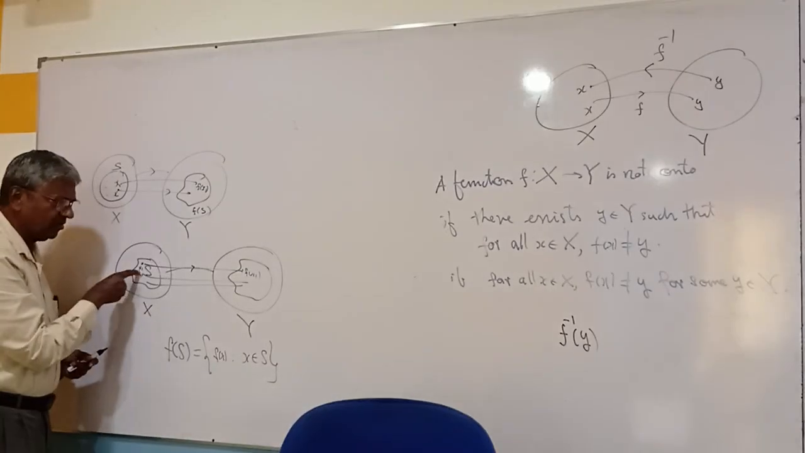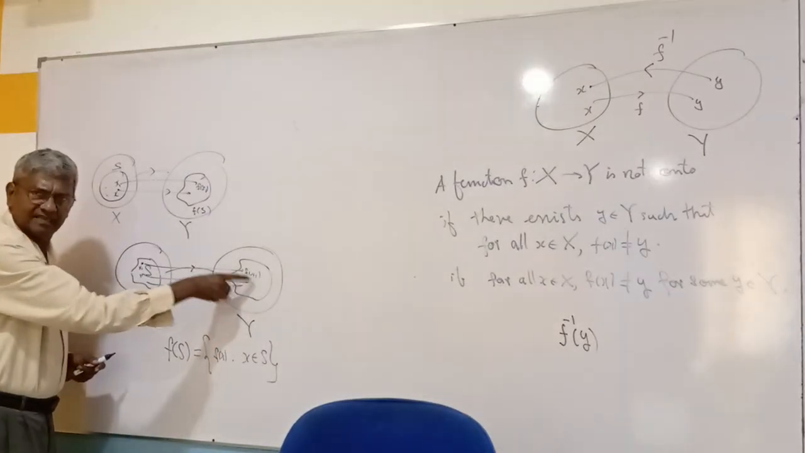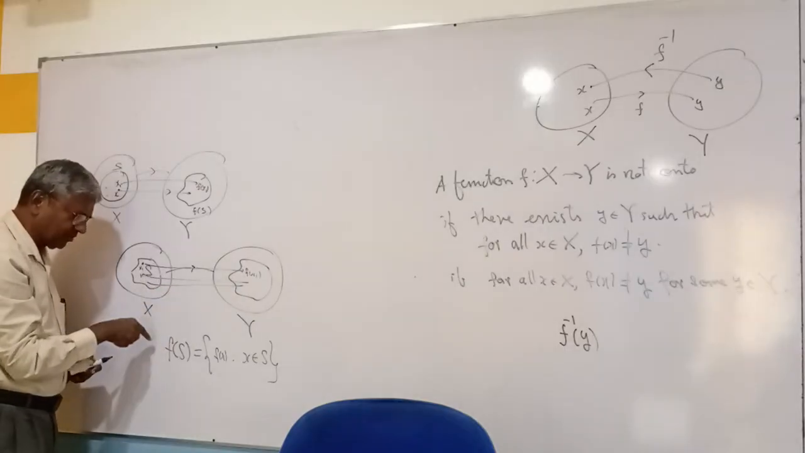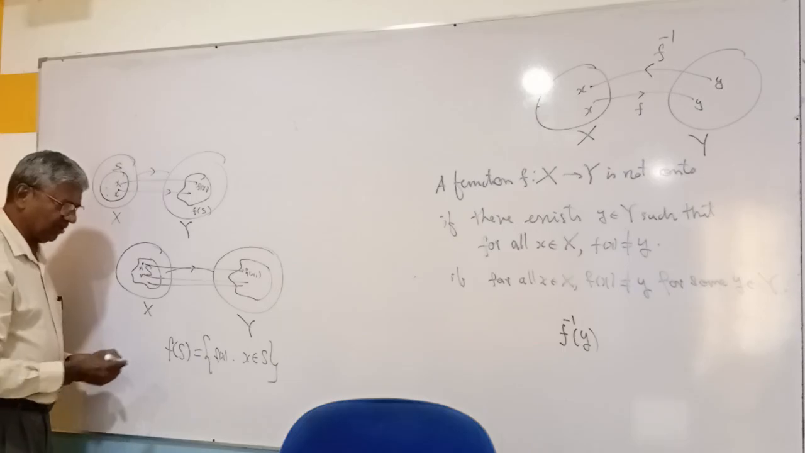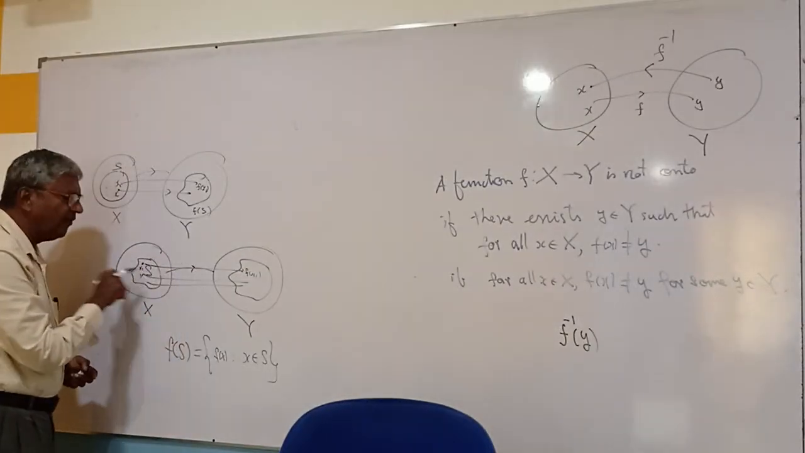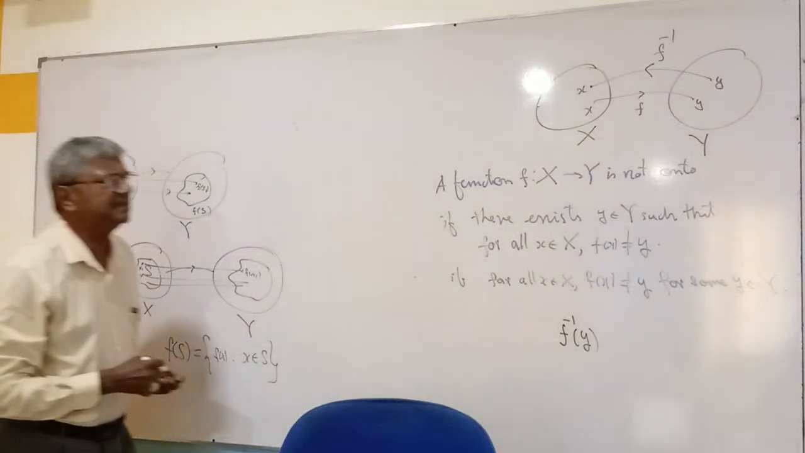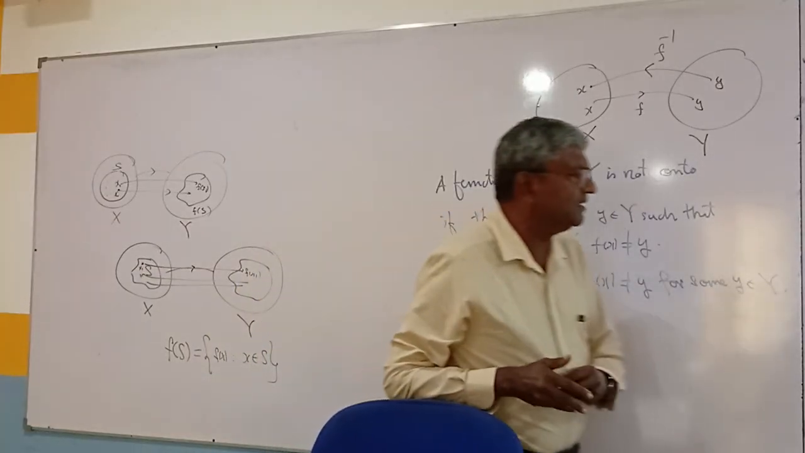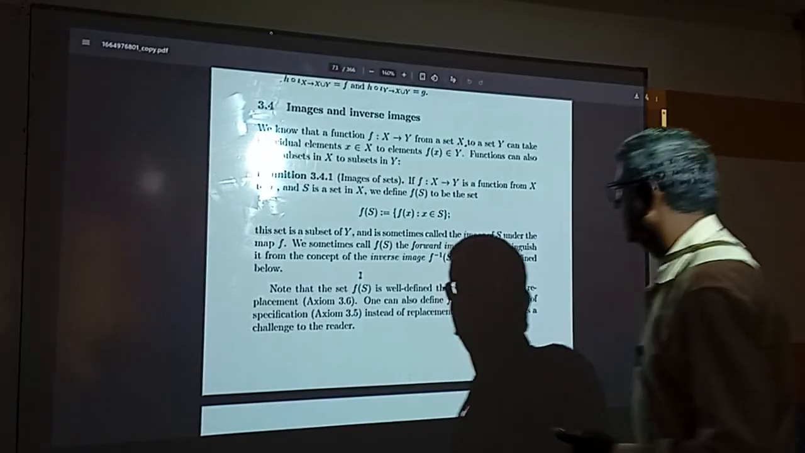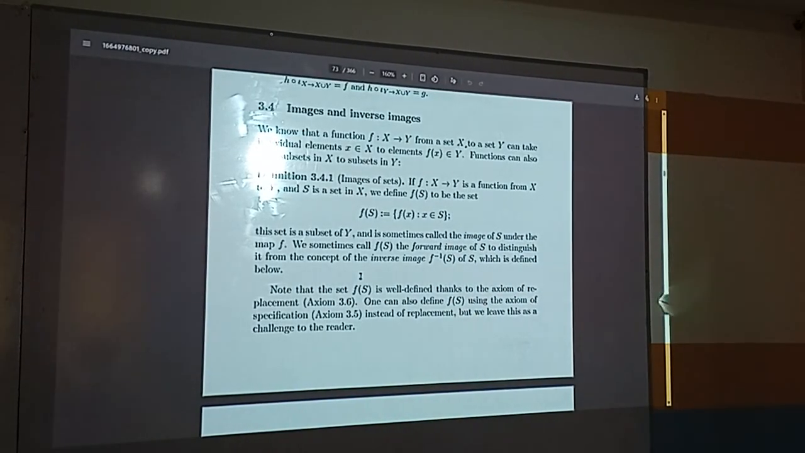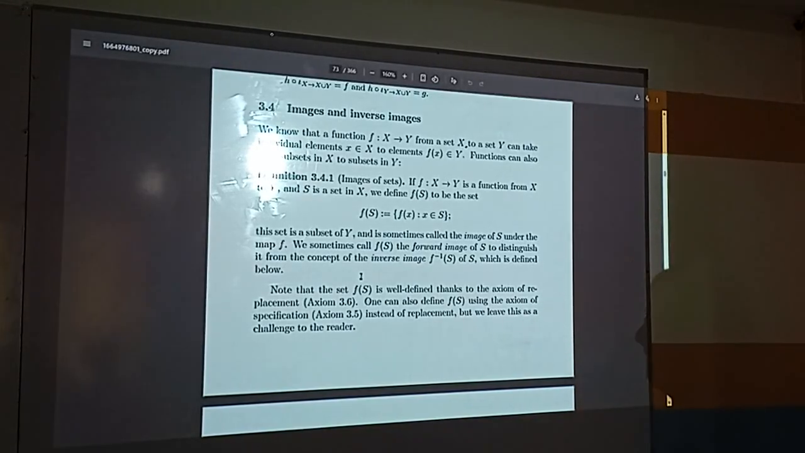f takes x to f(x). Similarly, f takes the set S to f(S). As a result, we call it the forward image. I guess that's the word he is using; I noticed somewhere here he has written forward image. f(S), the forward image of S, to distinguish it from the concept of the inverse image, f inverse S. We haven't defined it yet.